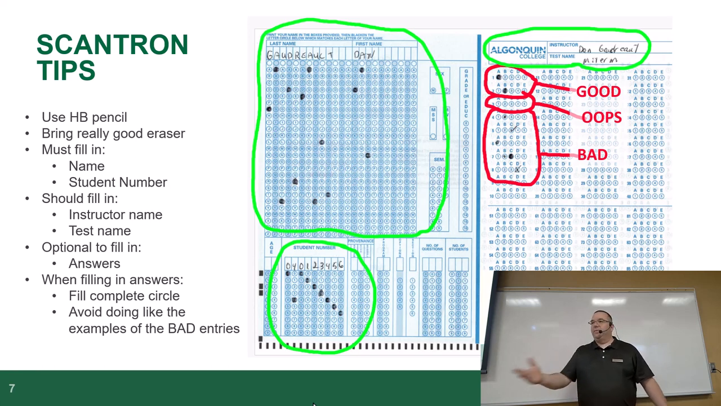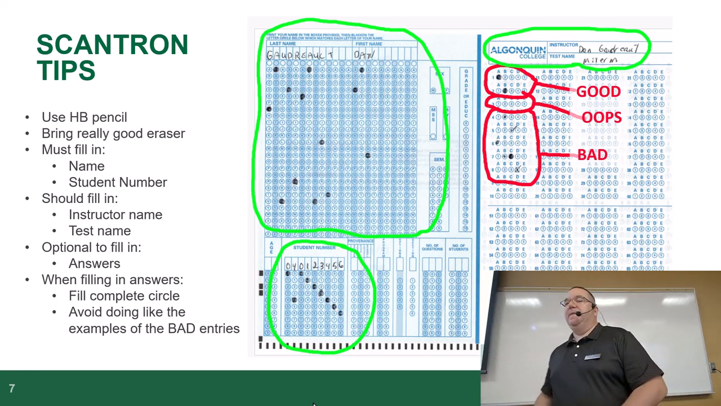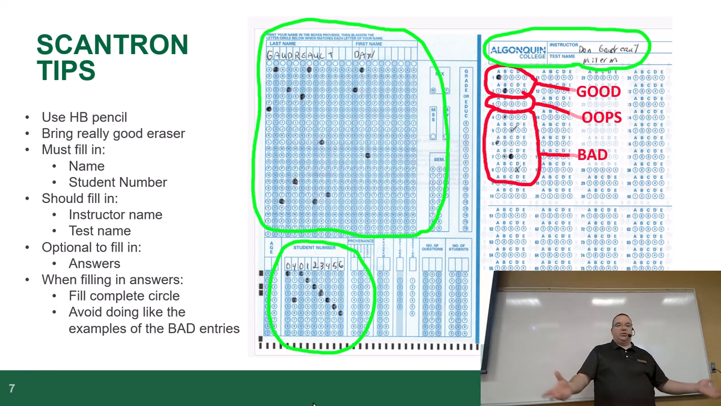But sometimes, you know, four people show up and I miss one. So I'll check it before you leave. You should fill in the instructor's name and the test name. Sometimes people ask, why should you have to fill in the instructor's name and the test name?